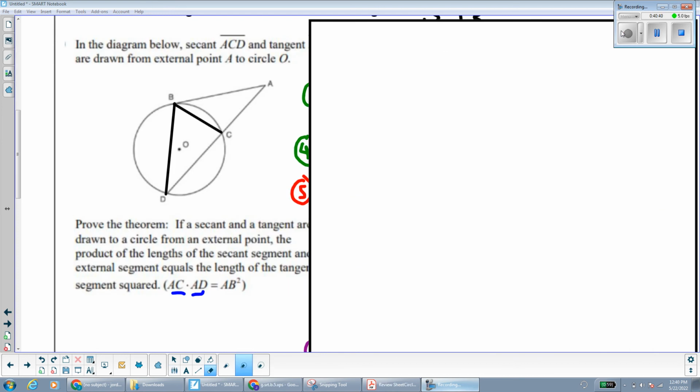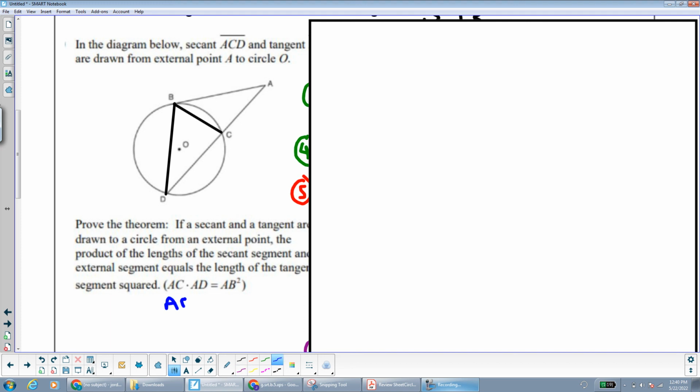For the last proof, we are proving the theorem that if a secant and a tangent are drawn to a circle from an external point, the product of the lengths of the secant segment and external segment equals the length of the tangent segment squared. So basically, we're proving whole times outside equals whole times outside. That's just the long way of writing that theorem. And they gave us the product that we're proving over here at the bottom, AC times AD equals AB squared. I'm just going to write that out.